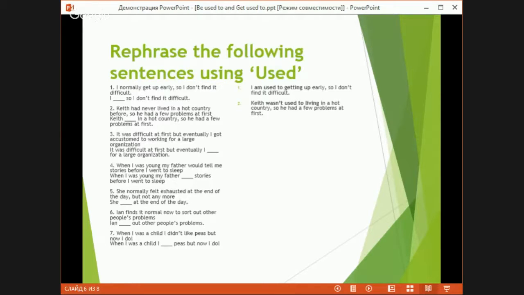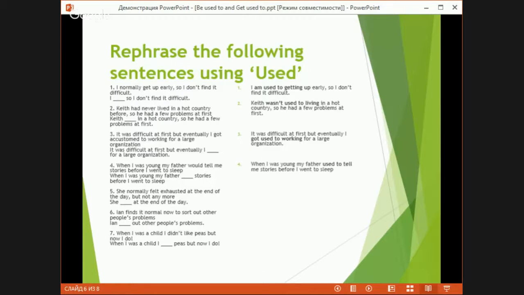The next one. Keith had never lived in a hot country before, so she had a few problems at first. Keith wasn't used to living in a hot country, that's why she had a few problems at first. The next one. It was difficult at first, but eventually I got accustomed, or we can say in our answer, I got used to working for a large organization.